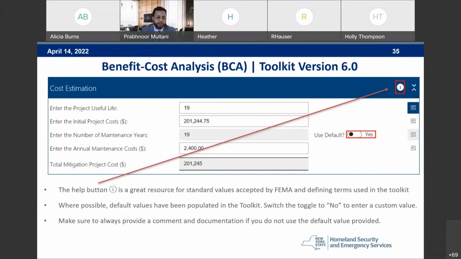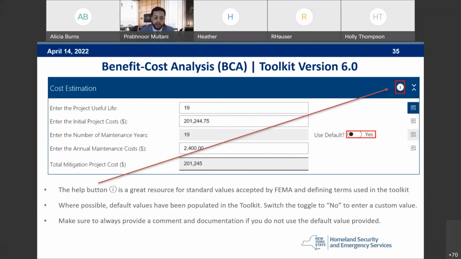Now, the next section you see on your screen right below project configuration will be cost estimation. So we'll ask you for project useful life, costs, annual maintenance, etc. One great resource that I wanted to highlight and outline is that little I button. It's the BCA help button for the toolkit.